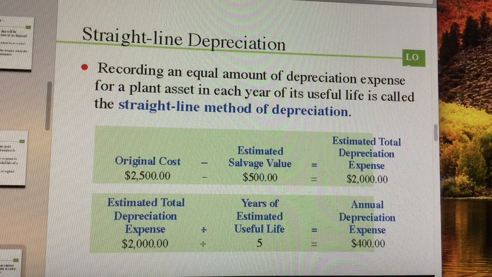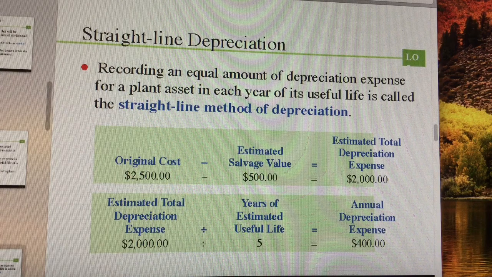Straight line depreciation, the way that it works is you take the original cost, you subtract what you estimate to be the salvage value, and this is going to give our estimated total depreciation. So this is the maximum that we're going to be able to write off. We take that estimated total depreciation and we divide it by the number of years that we think this item will be useful, and that's going to give our annual depreciation.